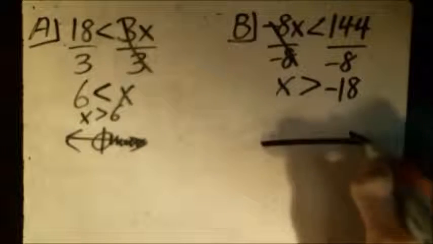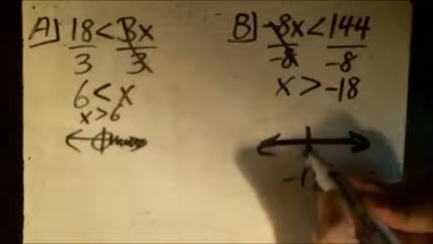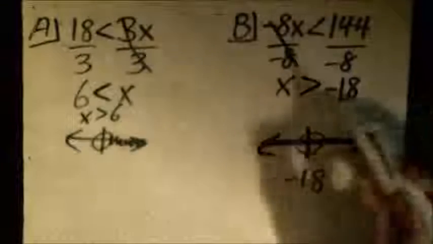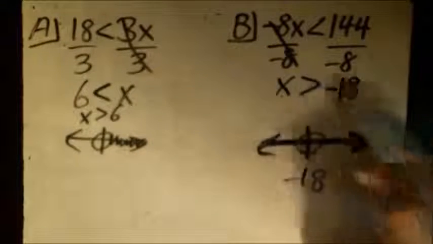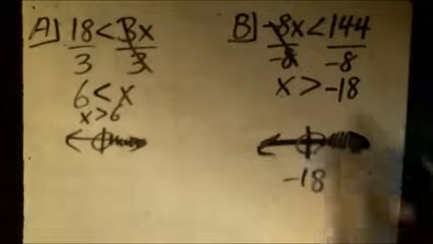So when we graph that, we'll have an open circle at negative 18 because it's just a greater than sign, and because my variable's on the left, I can use my shading trick, and my arrow's pointing towards the right, so I'm going to shade towards the right.